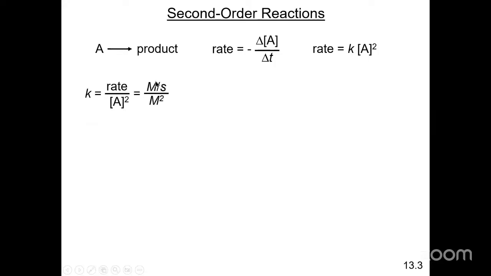If the units of rate are M over s and the unit of molarity is M, then we can determine that the unit of k for second order reactions would be equal to 1 over M times s. Another way of expressing this would be M to the minus 1, s to the minus 1. So these two are saying the same thing. Also, please note that the unit of time is not necessarily going to be seconds. It could be literally any unit of time.